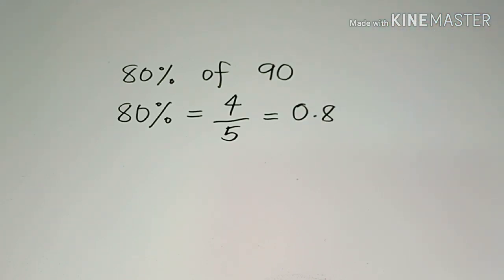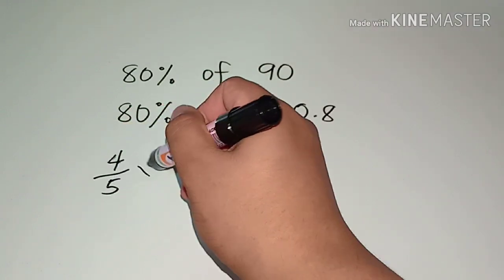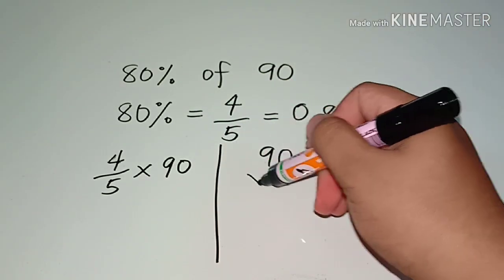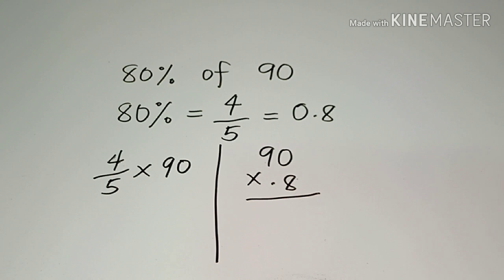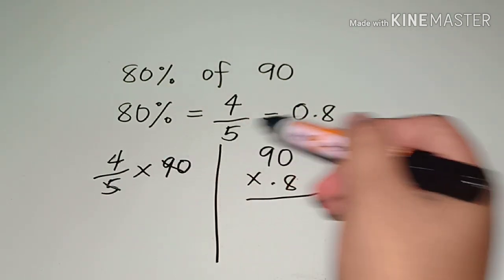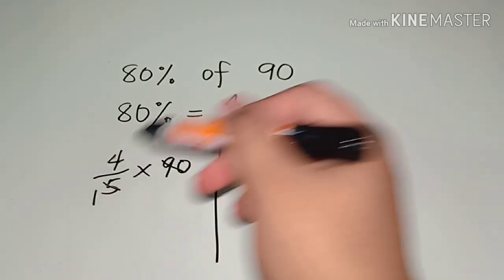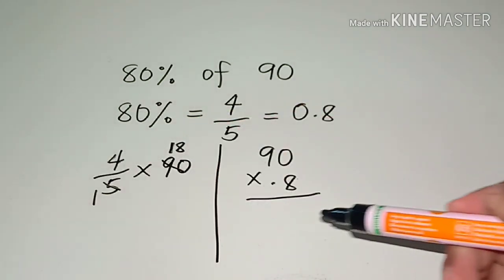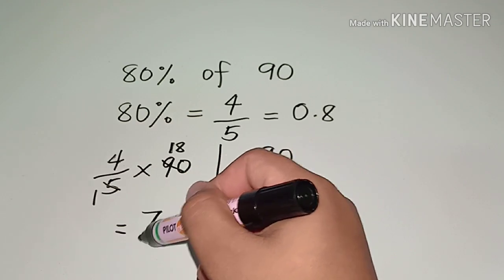That's just the same. So we will be using 4/5 and 0.8 by multiplying it to 90 to get 80% of 90. So first, let's copy here 4/5 times 90. And another way of doing that is by multiplying 90 times 0.8. So in 4/5 times 90, we can simplify it by doing cross cancellation, and we will divide it by 5. So 5 divided by 5, that will become 1. 90 divided by 5 is 18. And you multiply 4 times 18, and 4 times 18 is 72 divided by 1, so that's 72.